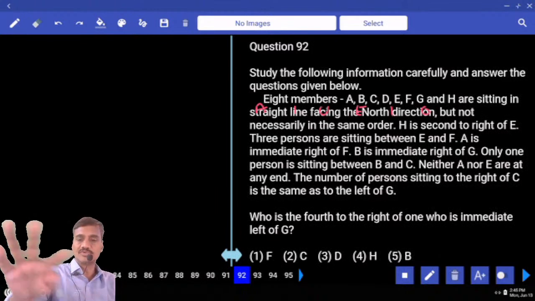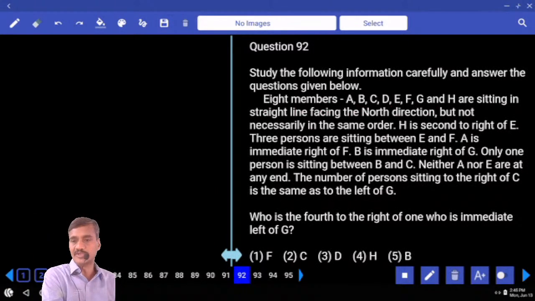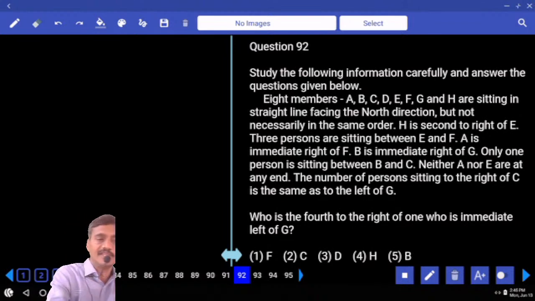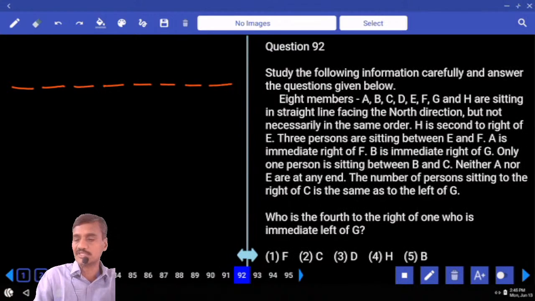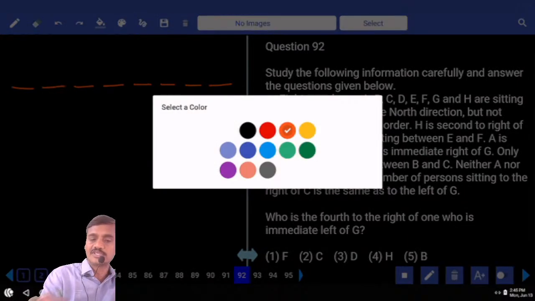Then 92 onwards, now it is based on straight line. Now how many persons are there? 8 persons sitting in a row facing towards north is clearly given. 8 persons, 1, 2, 3, 4, 5, 6, 7, 8. Now these 8 persons are seated in a row facing towards north direction. H is seated second to the right of E.